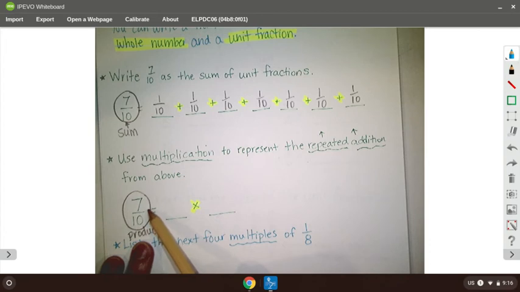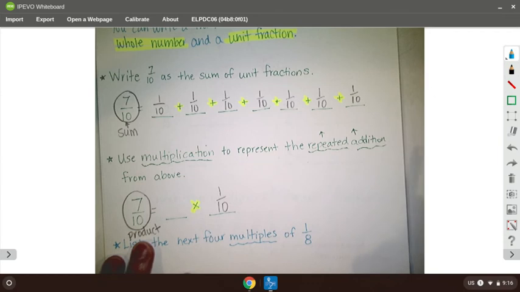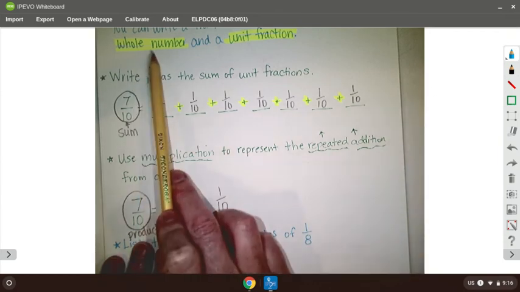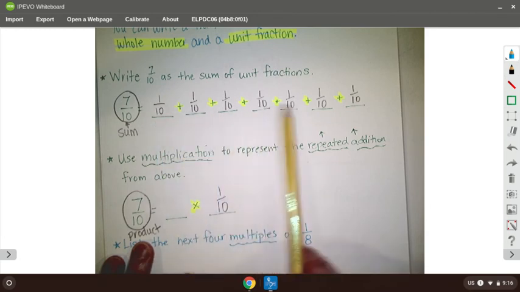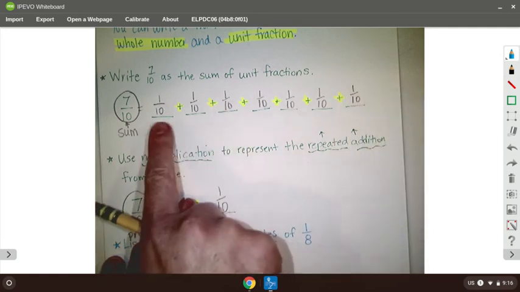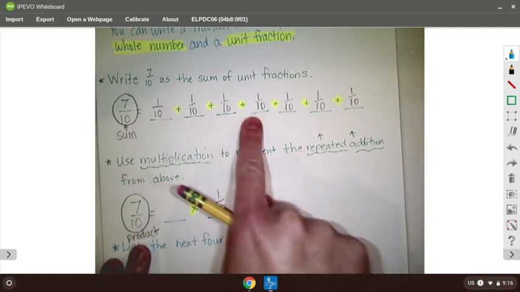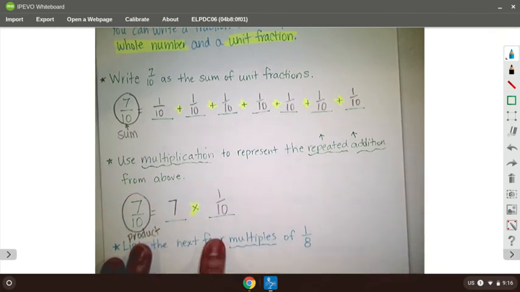This time it's going to be a unit fraction, but I'm going to multiply it times a whole number. Well, how many 1/10 did I add up here? Do you remember? 1, 2, 3, 4, 5, 6, 7. It was 7 1/10, right? So if I added 1/10 7 times, that would be the same thing as multiplying 1/10 times 7.